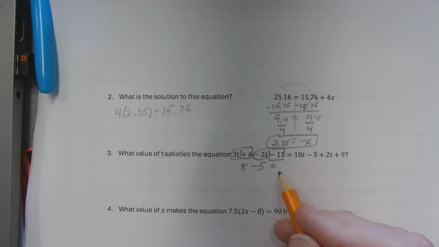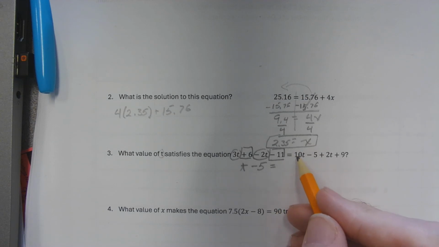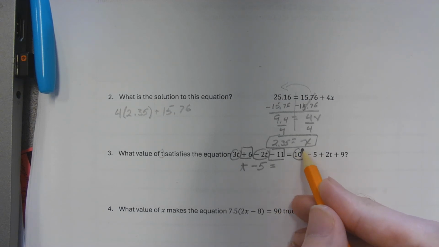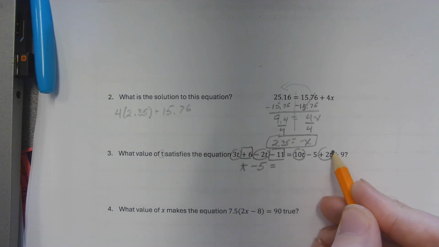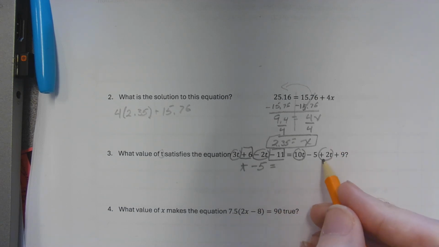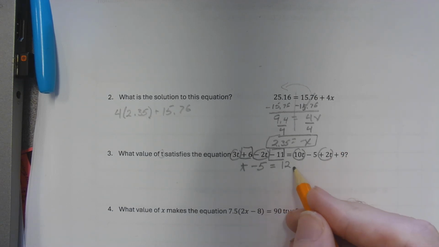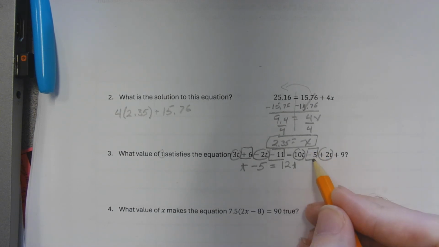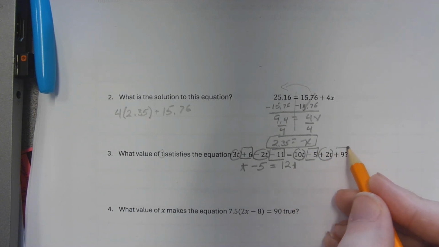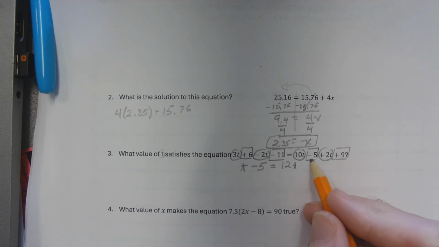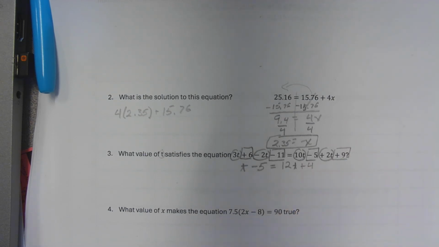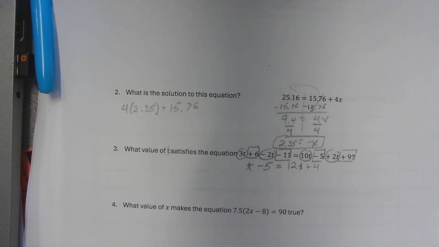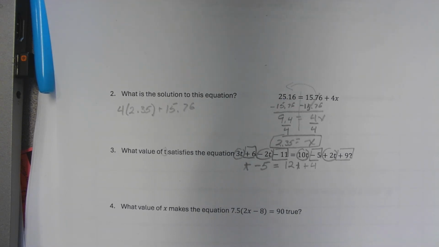Then we come to the other side of the equal sign. We have 10t's plus 2t's. Well, 10 plus 2 is 12. And then we've got negative 5 plus 9. Well, negative 5 plus 9 is positive 4. And so we just simplified the equation.